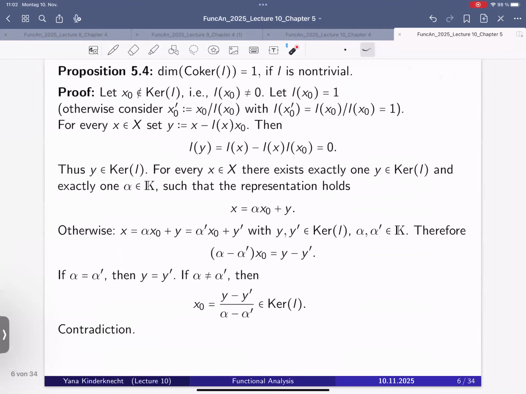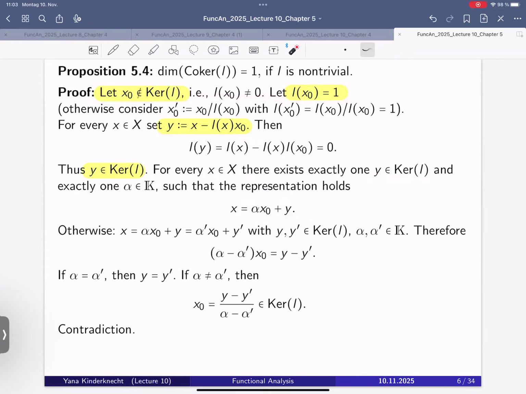Okay. So we are here. So we have x such that this holds. We have this y. We have shown this. So the statement is that for every x, there exists exactly one element y in the kernel of L and exactly one scalar alpha from our field such that the following representation holds. So we can represent any x in this form where x0 is our fixed element which we have chosen and y is given like this, actually.